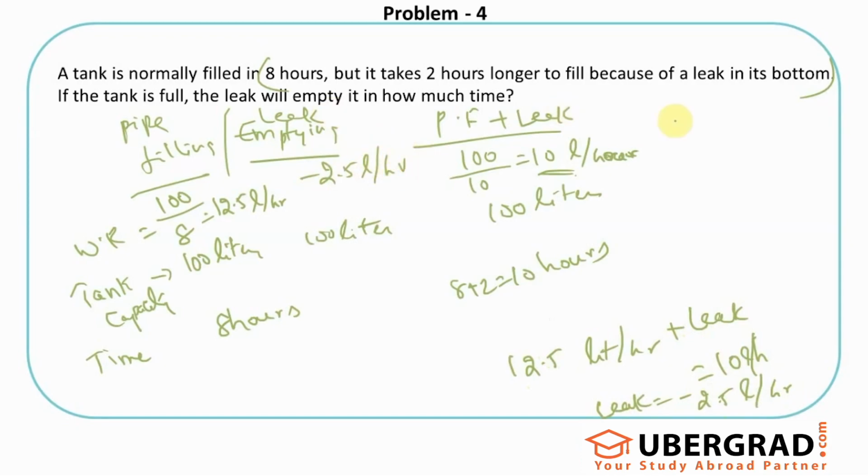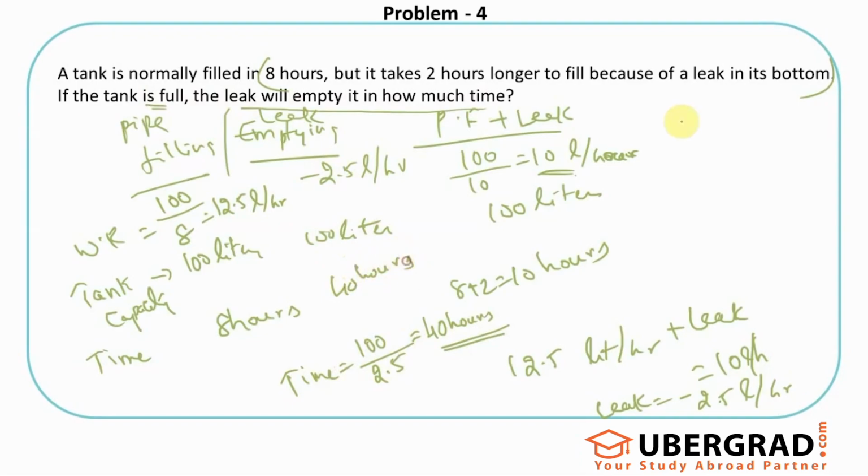What did they ask? They asked if the tank is full, the leak will empty it in how much time? It's basically asking, okay, this 100 liters in the tank will be emptied by the leak in what time? So time would be 100 liters to be emptied. What is the work rate of leakage? It leaks 2.5 liters every hour. So that's basically taking 40 hours. That's how you'll solve it.